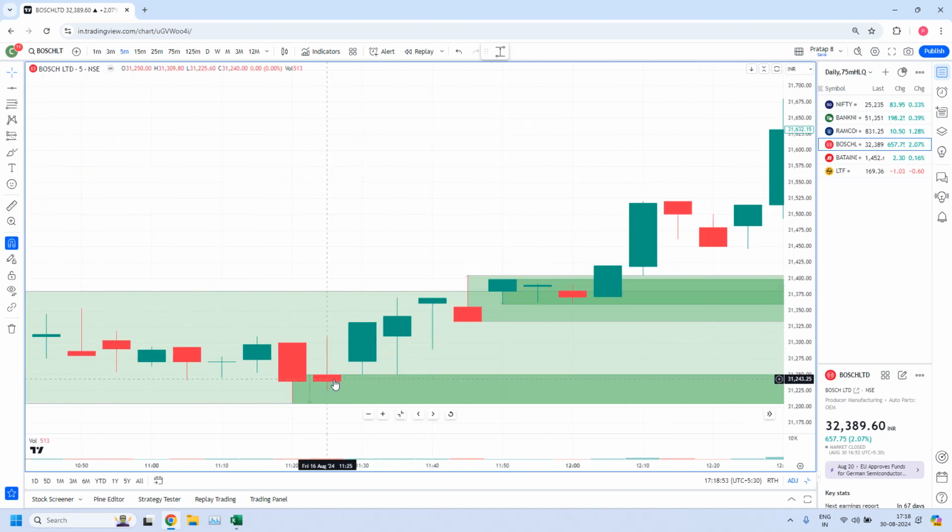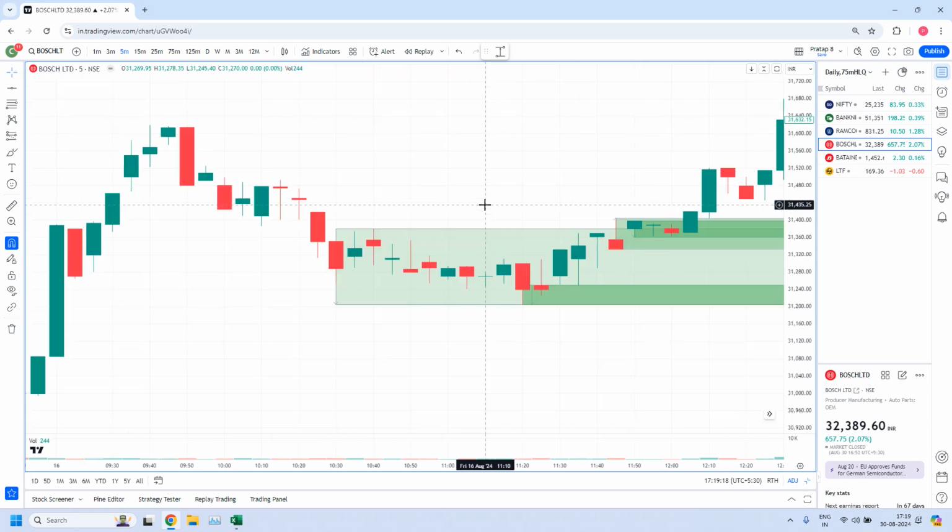Type 2 proximal entry. What is the entry here? The open of this candle, 31,250. What is the low of this candle? 31,270. Low 31,251.05, just a little above. Here low of the candle, 31,000, exactly 250. So in this zone we have a very strong order flow.